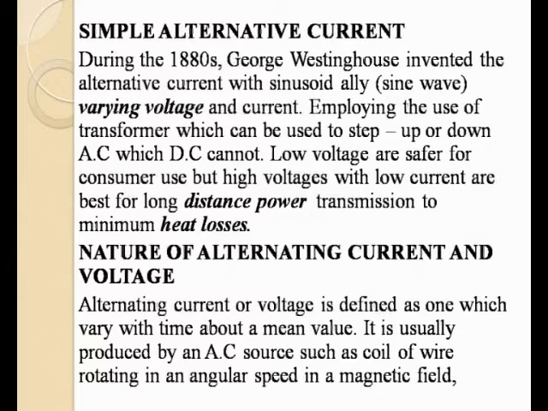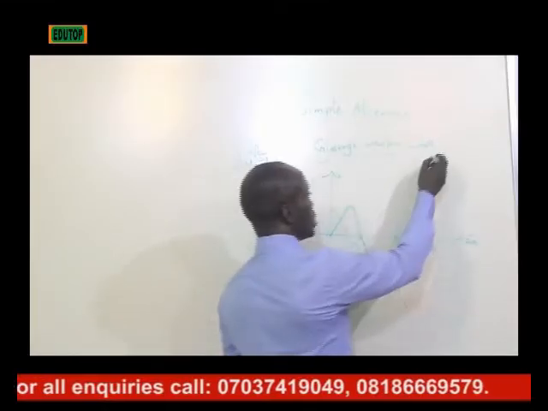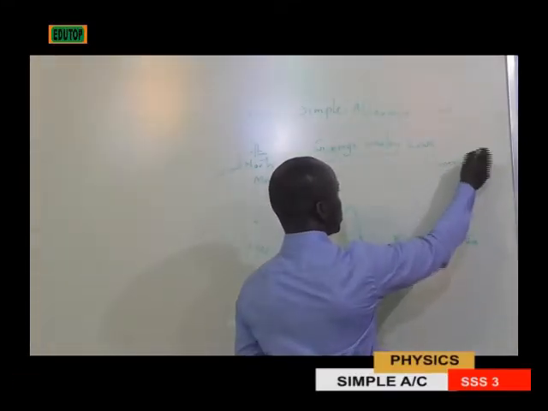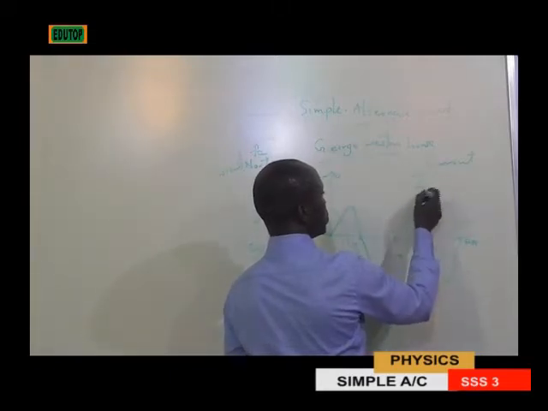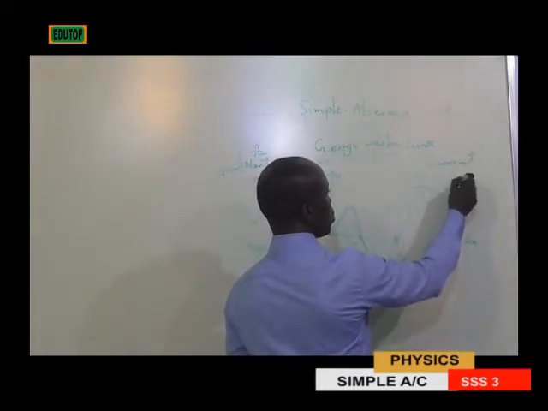Now, alternating current or voltage is defined as one which will vary with time about a mean value. That is, if you are looking at, okay, let's say for instance, there's what we call the mean value. This mean value is what we call your peak value.